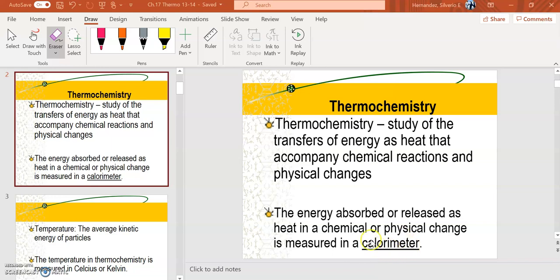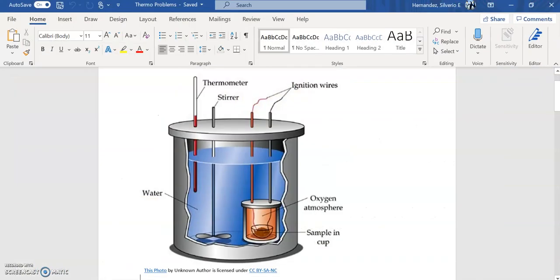This tool, this calorimeter, is what we're going to use to see if energy is absorbed or released as heat through chemical or physical changes. So here's a simple picture of a calorimeter, and let's go through the parts here. You have this larger container that's going to hold water. It has a stir rod that moves the water around, and it has a thermometer that takes the temperature of the water before and after the chemical reaction or the physical change.